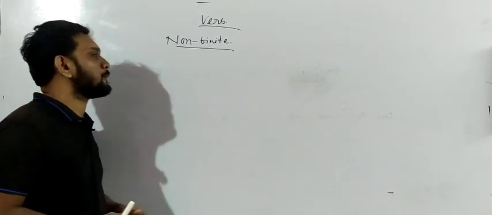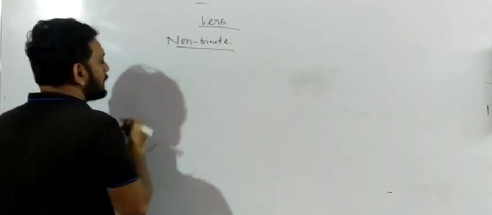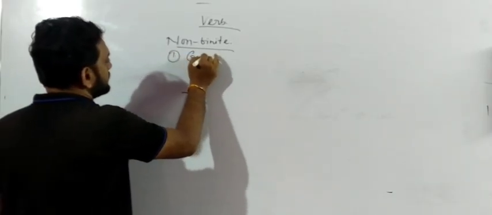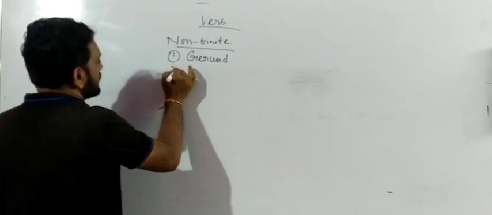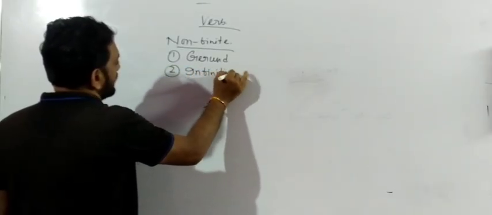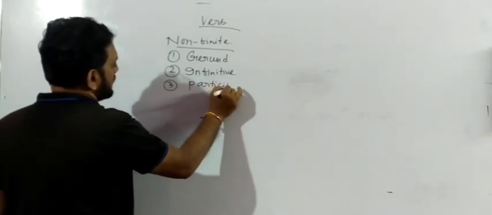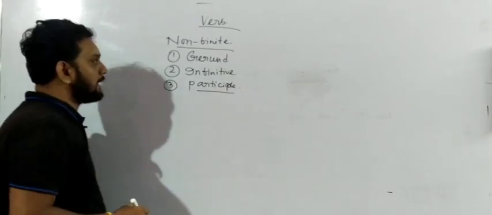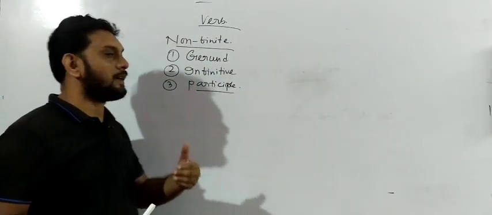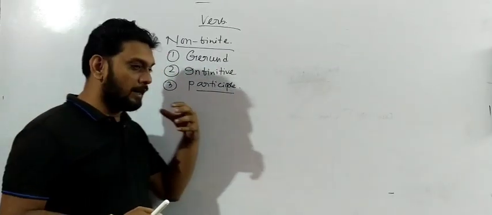Today I am going to discuss the non-finite verb. Let me tell you something. You see that non-finite verb also has been divided into three parts. First one is gerund, second one is infinitive, and third one is participle. Gerund, infinitive and participle.